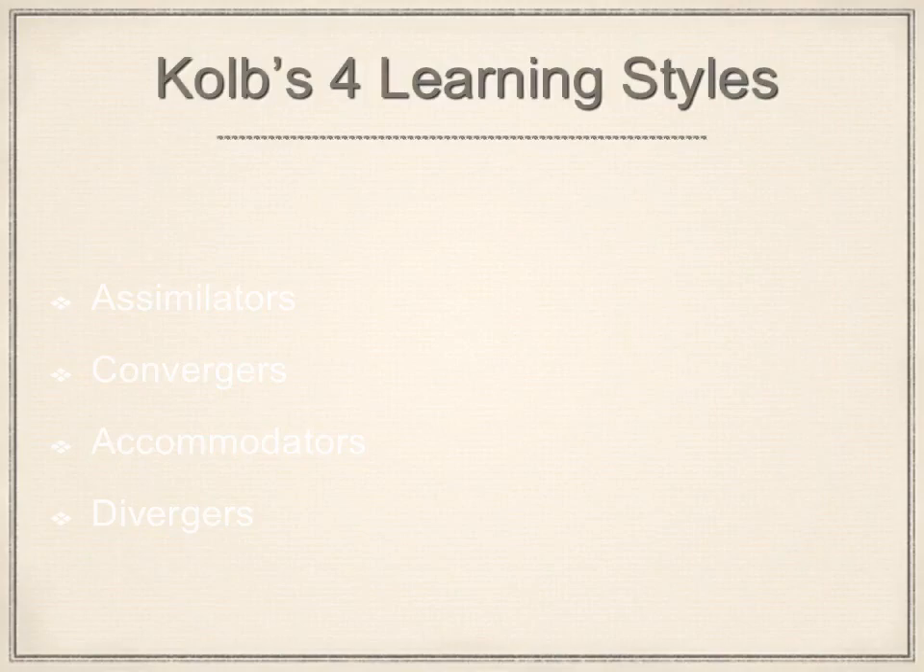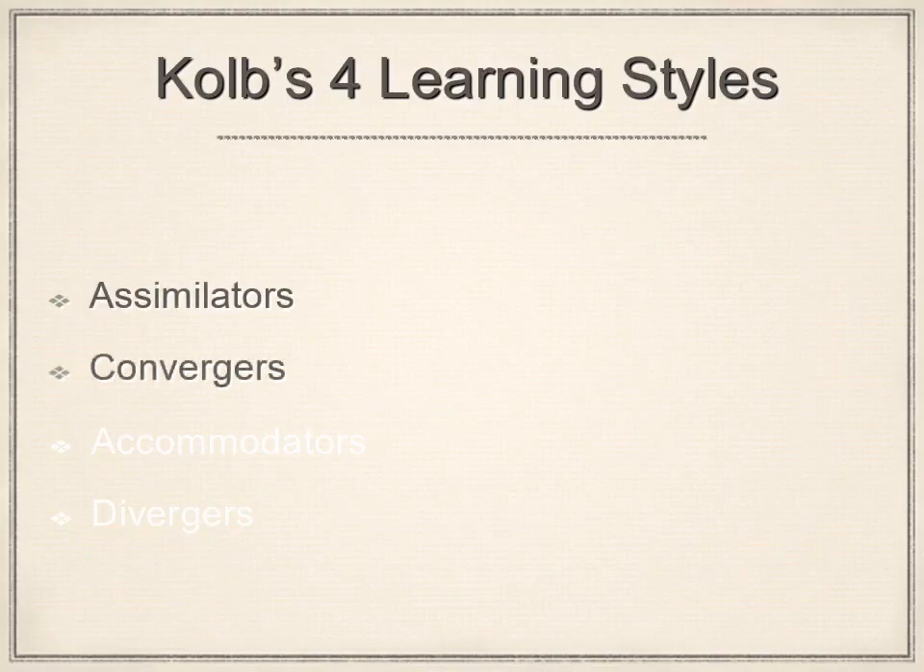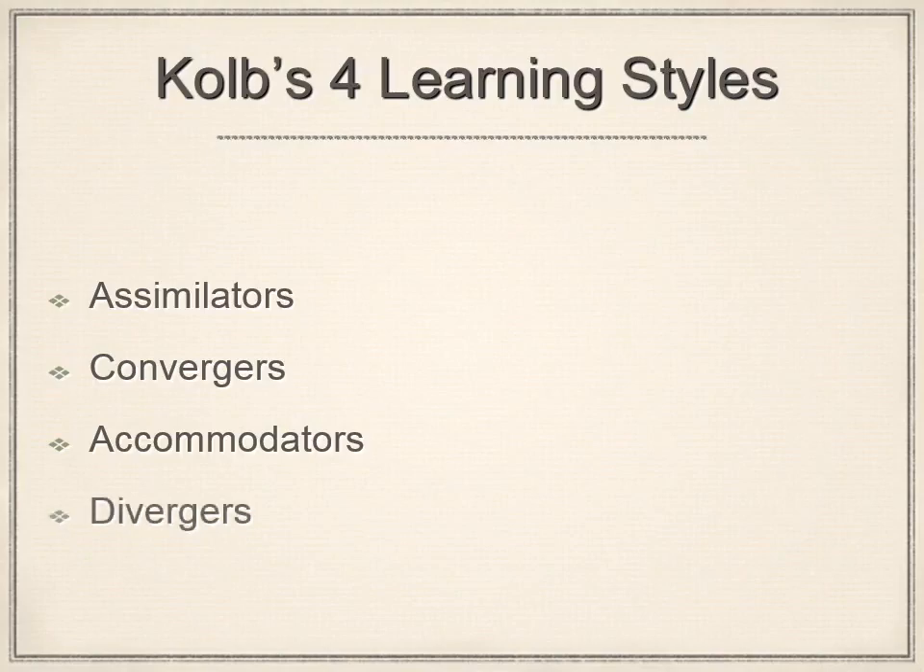There are four basic learning styles that Kolb came up with. First are the assimilators. Next, the convergers, accommodators, and finally, the divergers. These learning styles are pulled from Kolb's experiential learning theory. They focus on which of these stages each type of learner specializes in. Let's go into each one and see how the learning styles affect each type of learner.